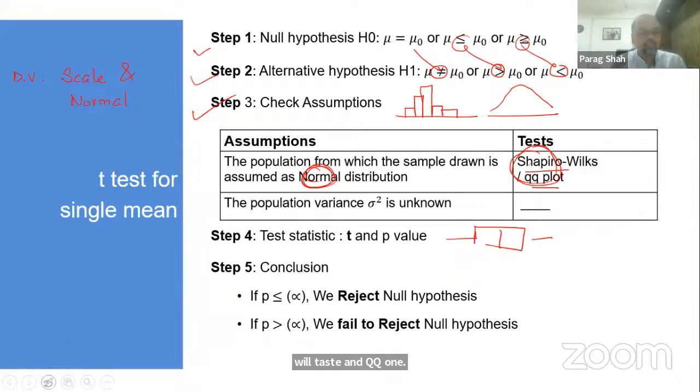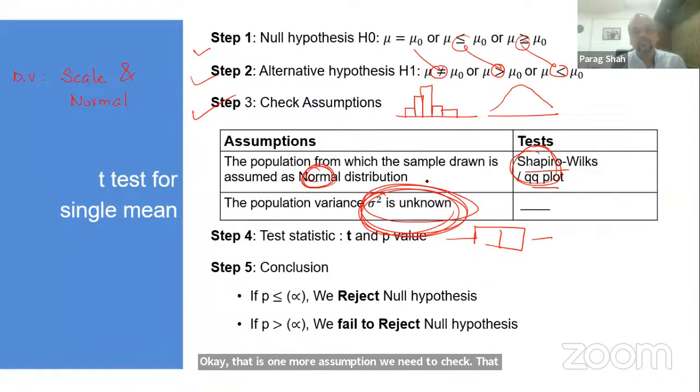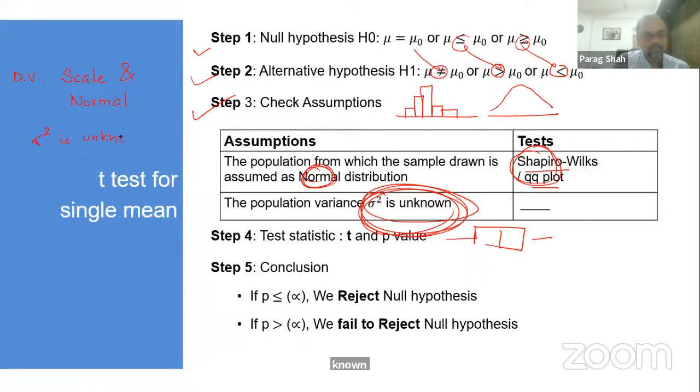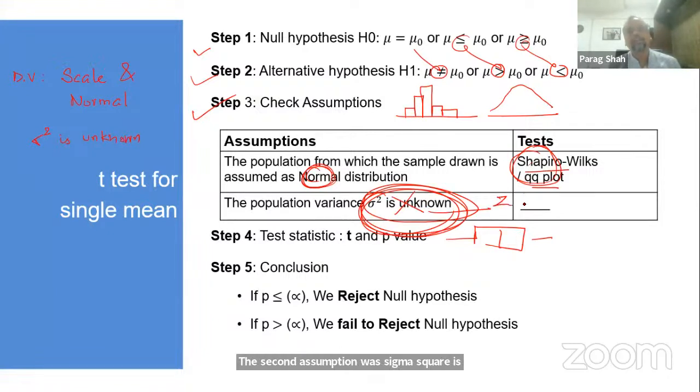Okay. There is one more assumption we need to check, that population variance is unknown. Why do we need to check this? Because if sigma square is known, then I have to go for Z test. So we will check this also, whether the population variance is known or not. If it is not known, and if my data is scale and normal, then only I can go for t-test.